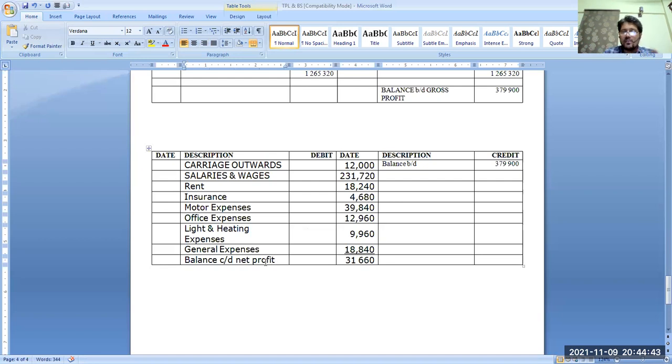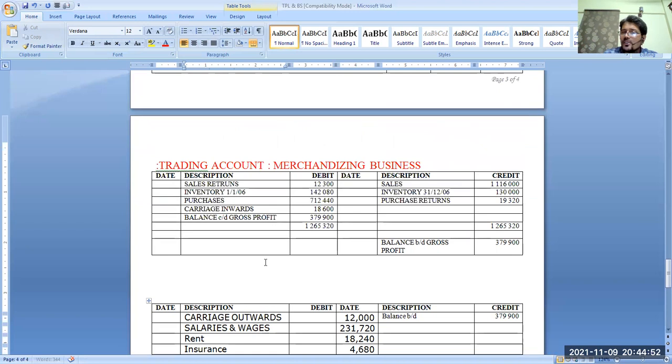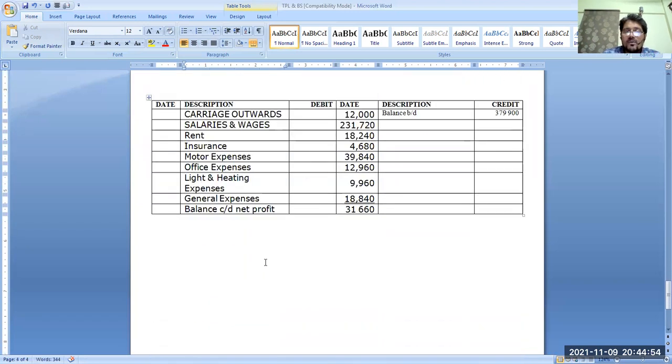So now you have understood how we make a T account. All expenses are closed to the profit and loss account. All cost items are closed to the trading account. Here, one more thing we have to be very careful about. There are certain things we have to learn before completing this topic today.